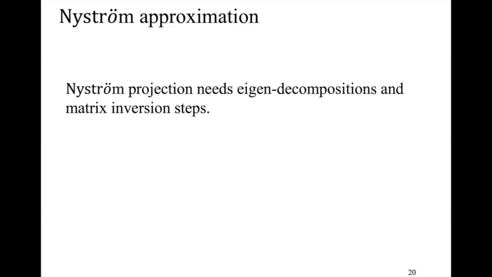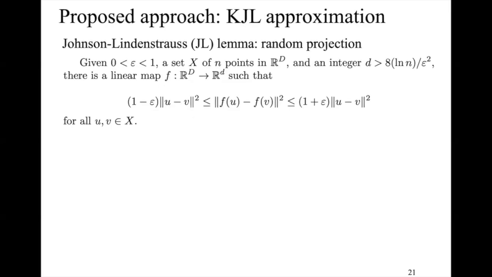The problem with the traditional method is that if we want to use the Nystrom projections, we need to do the eigen decomposition. There are also matrix inversion steps. This is not good in reality because some matrices do not have an inverse, so you need to use the pseudo inverse. Another thing is computing the eigenvectors and eigenvalues, which is time consuming. So we propose our method using a random projection.